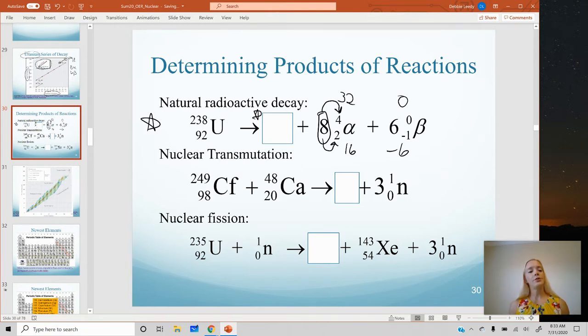What I'll encourage you to do is to pause the video and then work through these 3 problems. Once you have your solution to it, play it again, and I'll resume with the answers.